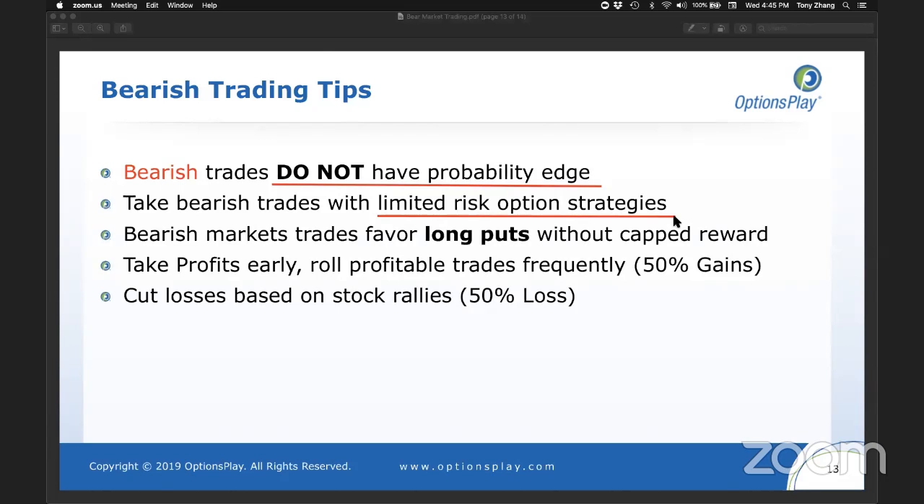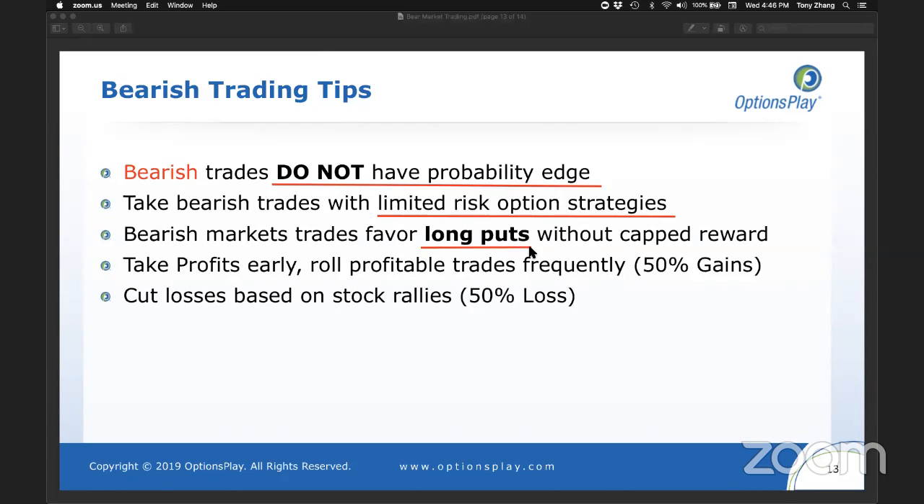The one thing I will point out is that even though bearish verticals provide you with less risk and a greater probability of making money, bearish markets tend to favor long puts. The reason for this is because, like I said, when markets move to the downside, they tend to move more violently. And puts, generally speaking, will be able to take advantage of that, versus put verticals, which have a cap on how much money they can make.